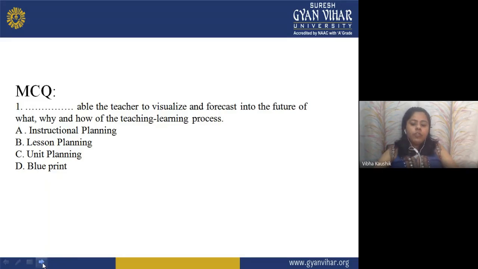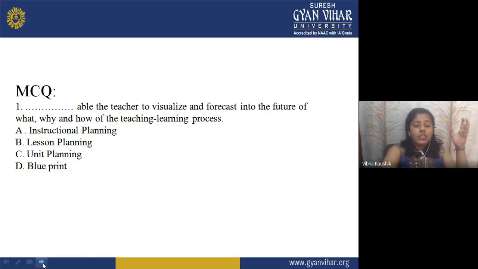Dash is able to visualize and forecast into the future of what, why, and how of the teaching learning process. Now, these are the options, and you have to select the correct option. A is instructional planning, B is lesson planning, C is unit plan, or D is blueprint.